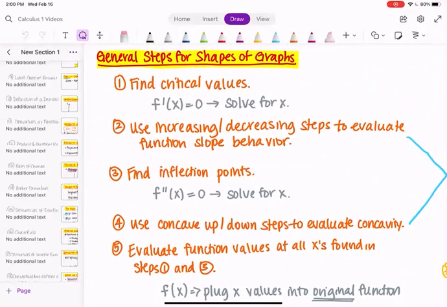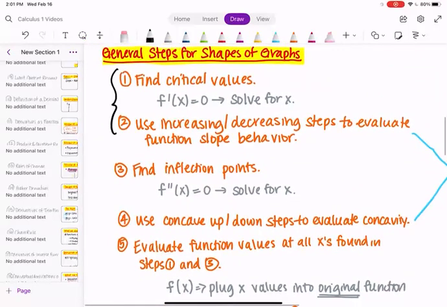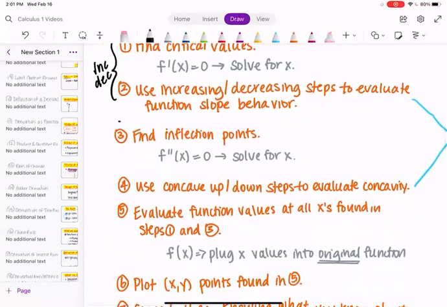The first step is obviously to find the critical values: first derivative equals 0, solve for x. The second step is to build your number line and evaluate where the function is increasing or decreasing. So this piece here is the increasing and decreasing section. Then steps 3 and 4 are the concavity section. So second derivative equals 0, and then we build our number line again and evaluate the concavity of the function using the steps we used above.